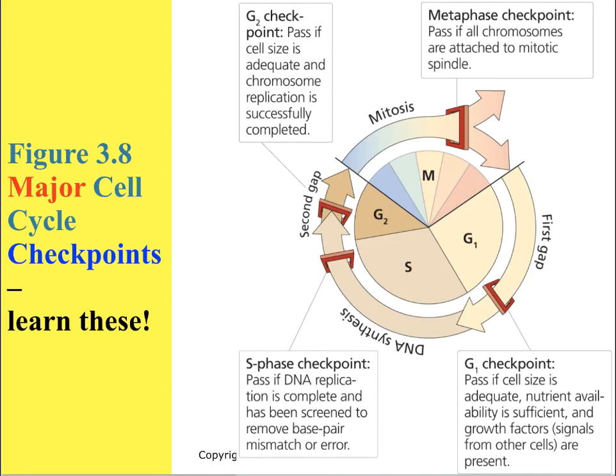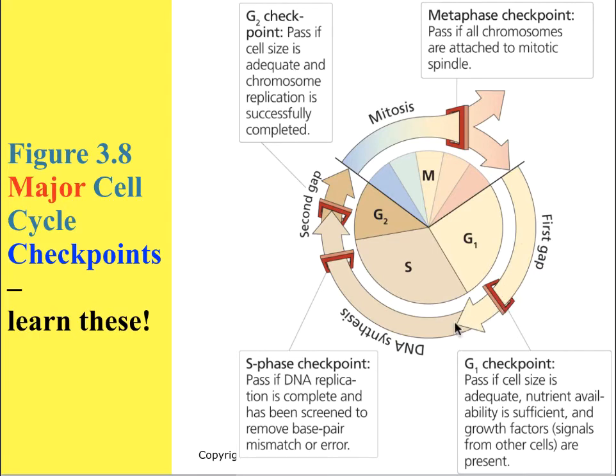Many checkpoints have been found, and more are being discovered all the time. The major ones seem to lie at the positions indicated on this figure. A master checkpoint is called the G1 checkpoint, which lies some distance into the G1 phase. This checkpoint has a two-point purpose.